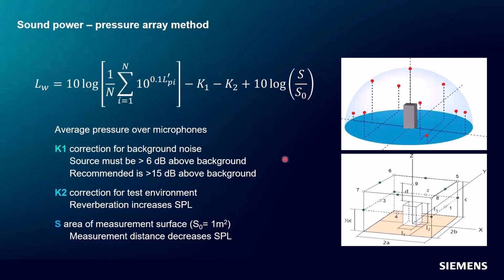The recommendation is that in terms of the background noise, it should be 15 dB lower than the sound pressure that the object that you're testing generates. The background noise should be at least 15 dB lower. But if it is between 6 dB to 15 dB lower, then you can correct for that using this K1 correction factor. This K2 correction is for the room environment. The reflections from the walls cause reverberation in the room. So this K2 correction factor is to account for that.